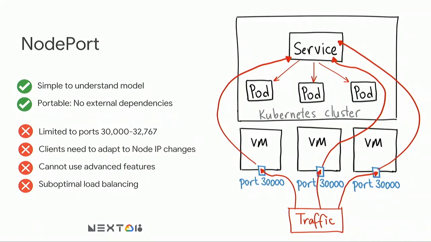A node port type service allocates a static port across all cluster nodes. Traffic flowing to the node port on any VM or any node will be forwarded to one of the backend pods. This model is very easy to understand. There's no external dependency. Users just need to run the standard open source kube-proxy to have this feature. The downsides are obvious. There are only a limited number of node ports within the cluster, and the clients need to adjust to node IP changes. And node port only provides a basic load balancing algorithm, basically spreading the traffic randomly. All these result in suboptimal load balancing.